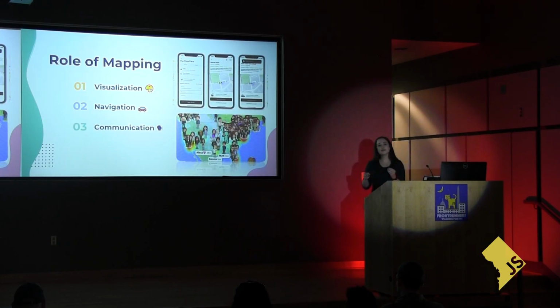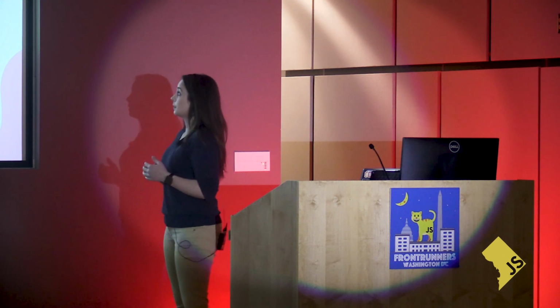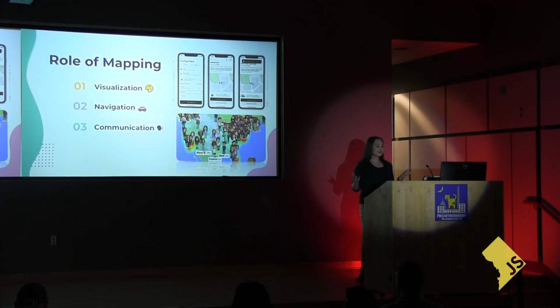All right, the third one is communication. So this is one that I'm sure a lot of us are familiar with using Uber Eats. So you can actually track where your driver is, bringing your food to you. Or you can, in Snapchat, see where all of your friends are if they have that activated.